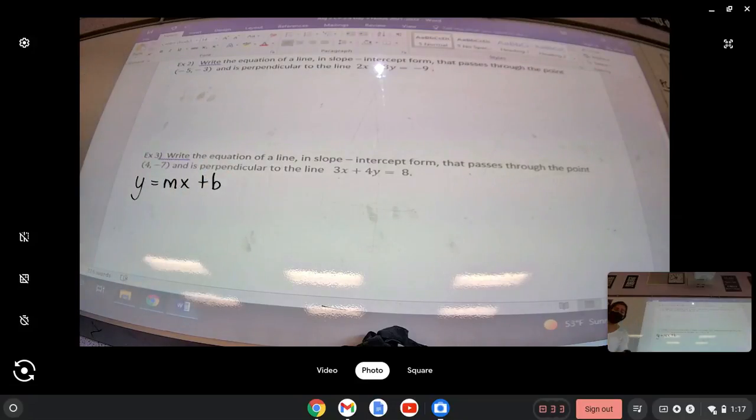Hope we all started with our formula. We need to write the equation of a line that is going through the point (4, -7) and is perpendicular to the line 3x + 4y = 8.